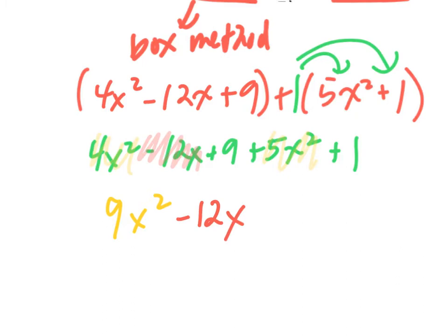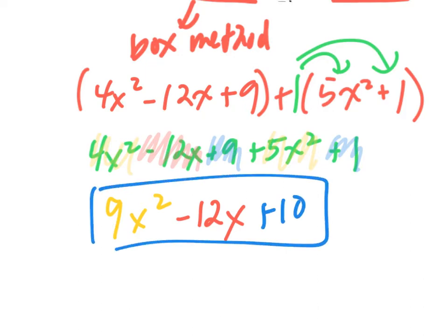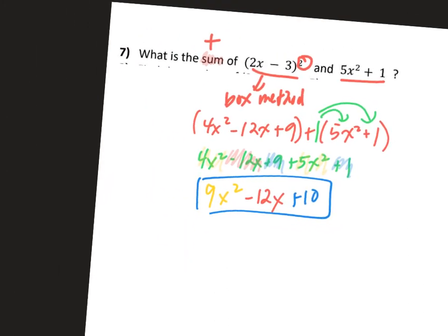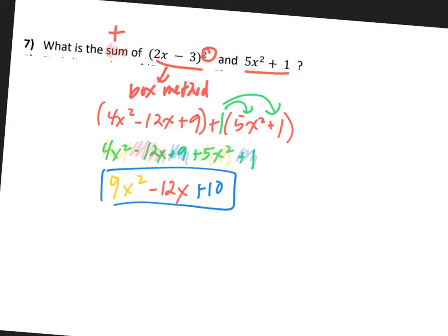And then finally, what color should I do? Blue, right? So plus 9 and plus 1, these are like terms because they're both constants. 9 plus 1 is just 10. That's going to be my final expression. Let's just double check to see that I answered the question. I did. They were just asking about the sum, and I found the sum, so I'm good.